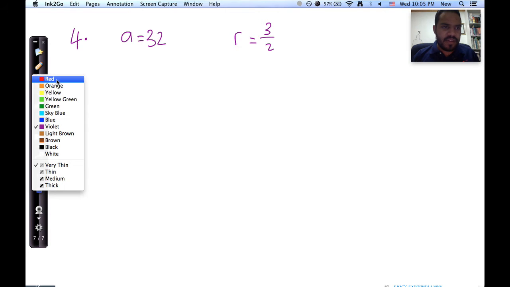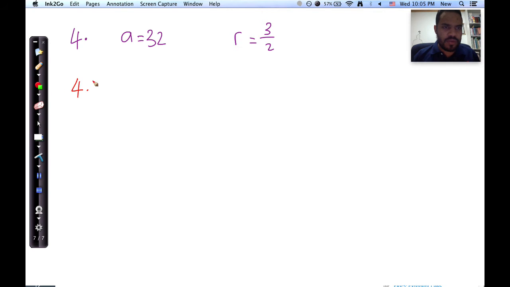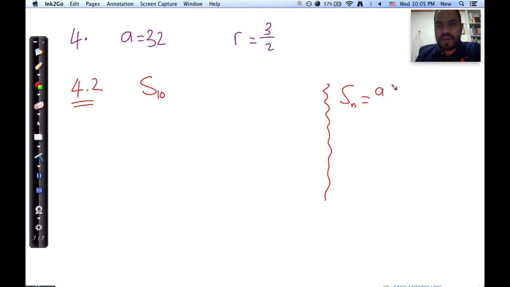So in this case, now they ask us for 4.2. The question wants the sum of the first 10 terms, so they want S of 10. Well, I think in previous videos I've given you that the sum of n terms is equal to A multiplied by R to the power of n minus 1 all over R minus 1.